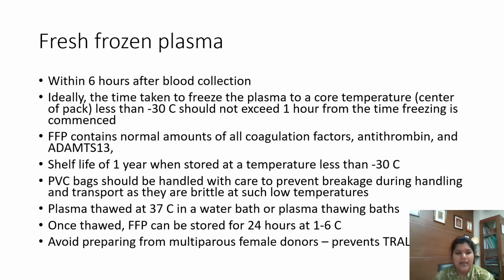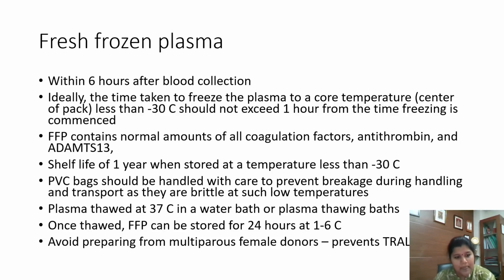Fresh frozen plasma. Fresh frozen plasma has to be prepared within 6 hours after blood donation. Ideally, the time taken to freeze plasma to the core temperature, that is less than minus 30 degrees centigrade, should happen within 1 hour of initiation of freezing. So FFP mainly contains normal amounts of coagulation factors, antithrombin and ADAMTS13, deficiency of which causes TTP. The shelf life of a fresh frozen plasma is 1 year when it is stored at a temperature of less than minus 30 degrees.